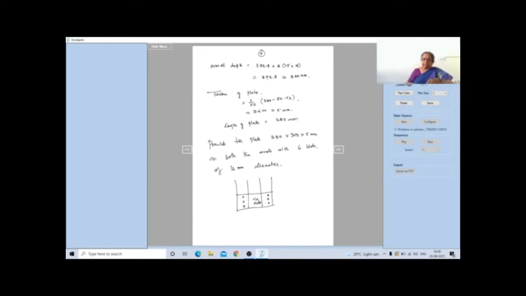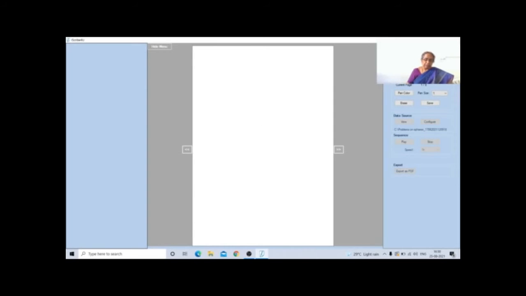Now case C. We will discuss case C of the problem. What is case C? Lacing system with welded connection. The lacing with welded connection. Okay. ISMC channel sections back to back.